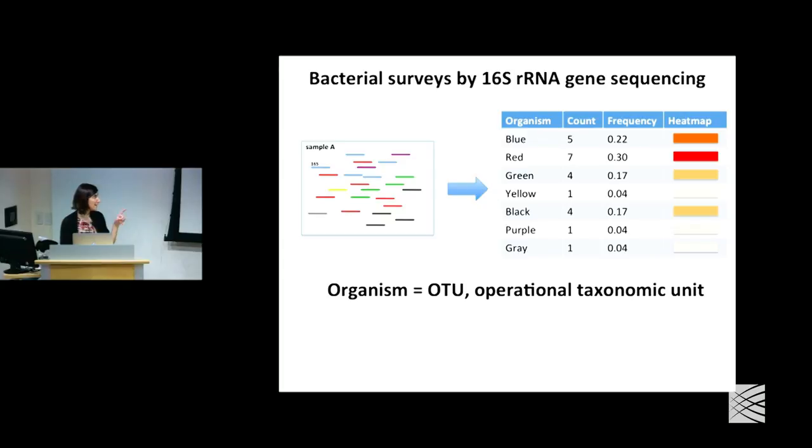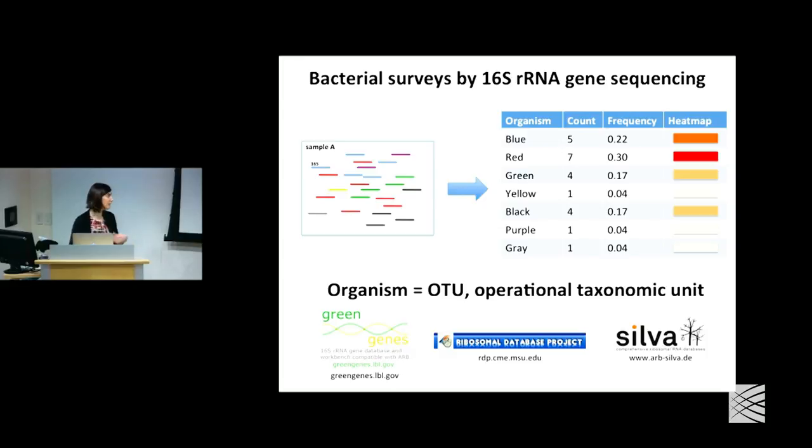I say organism here, but that's really operational taxonomic unit, or OTU. That's because frequently we can't determine a particular species. Like I said, we have many databases now of 16S ribosomal RNA genes, and we can compare our sequences to them to get the best or most similar taxonomic classification.